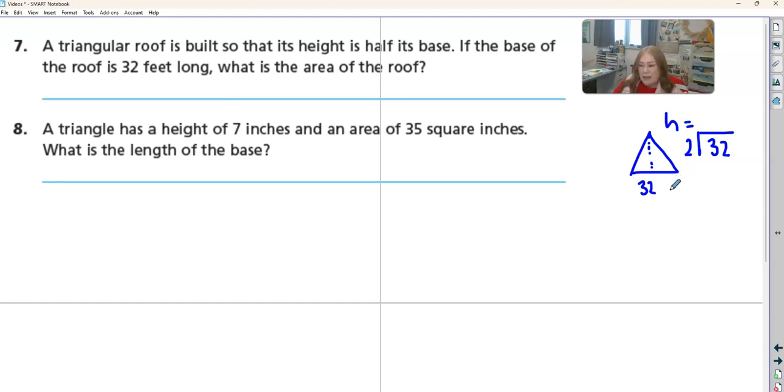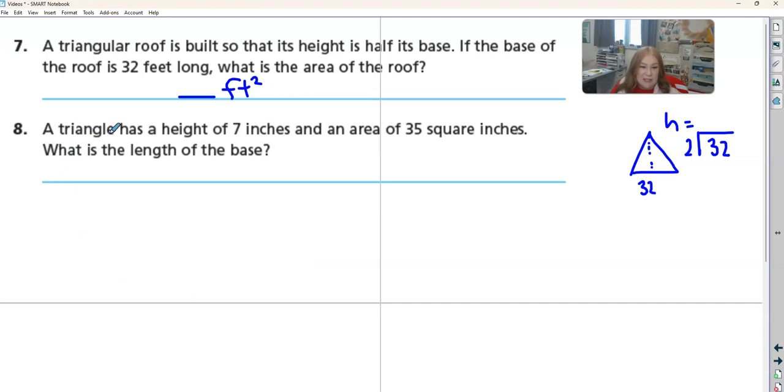So then I just plug it in, 32 times the height, but then it's a triangle, so I cut it in half. So 32 times the height cut in half, and it's in feet, so feet squared for our area. So base times height cut in half for a triangle.